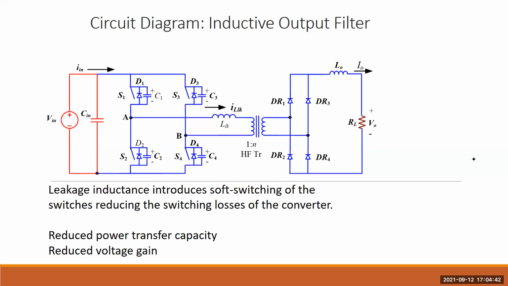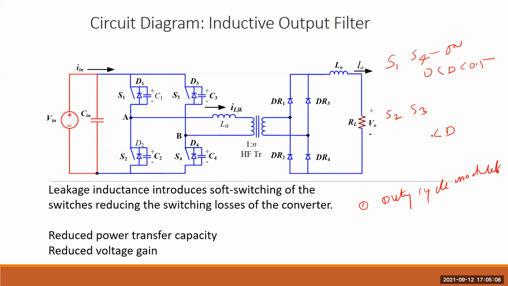Okay, so one modulation is, say, duty cycle modulation, meaning this pair S1 S4 is on together with duty cycle changing from 0 to 0.5, and then S2 S3 is on together with duty cycle changing from 0 to 0.5. It is varying. This is on and this is on. So basically at full load or rated load, the duty cycle is at 0.5.